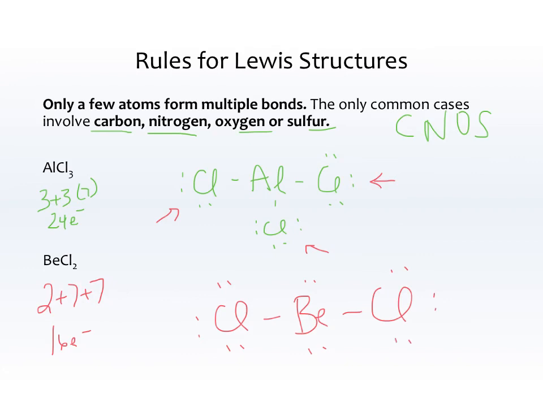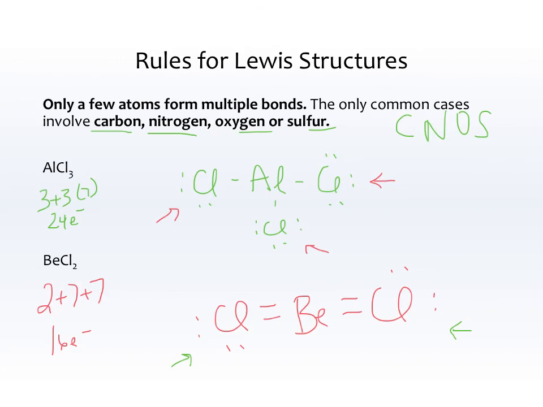Count them up, 8, 16, 20, 22. That's too many, so I think I should take away adjacent electrons, just like when I did CO2. I took away these electrons and I made a bond there. Then I took away these electrons and I made a bond there. That looks just like CO2 did.